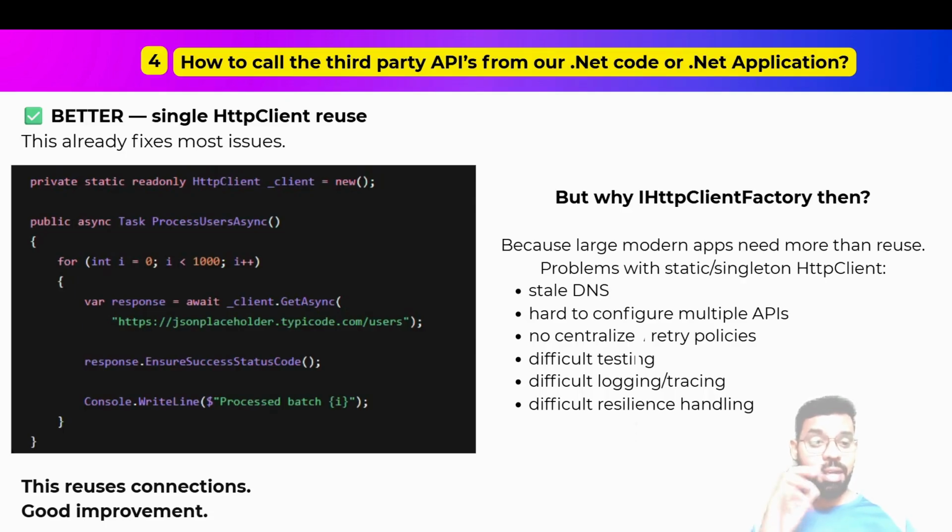Next is difficulty in testing, and difficulty in logging and tracing. If any of the requests is failing, it will be very difficult to do logging and tracing, and also difficult for resilience handling. So that's why HTTP client factory is better than HTTP client.